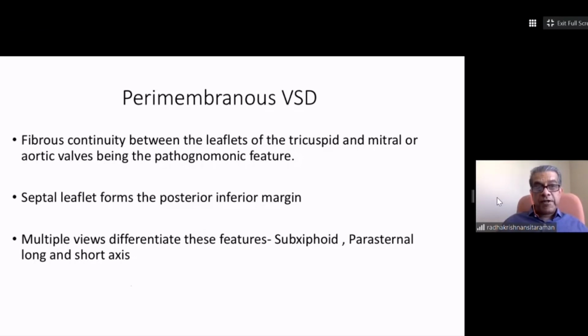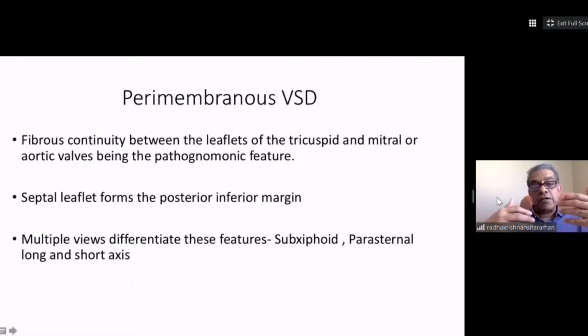So perimembranous VSD, which was loosely known as subaortic VSD, basically involves a fibrous continuity between the leaflets of the tricuspid, mitral or aortic valve. This is the pathognomonic feature. The septal leaflet forms the postero-inferior margin of the defect, and multiple views are used to differentiate these features. We start with the subxiphoid, which is also useful, and the parasternal long and short axis.